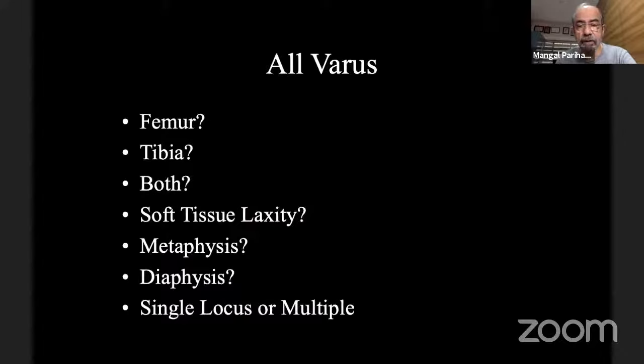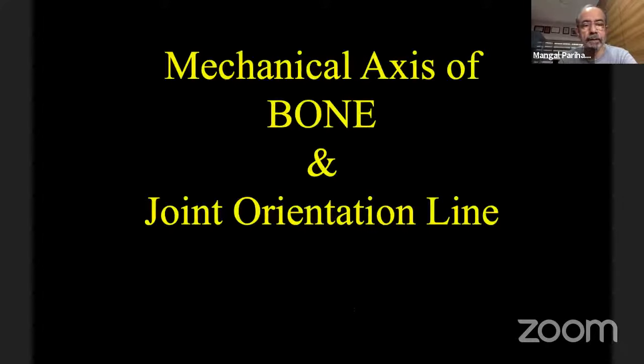Is there an element of soft tissue laxity? Is it in the metaphysis, as was pointed out in terms of the tibia vara? Is it in the diaphysis? A malunited fracture of the femur can also give you an overall varus alignment, and that doesn't need to be treated by an HTO necessarily. And is it a single locus or multiple?